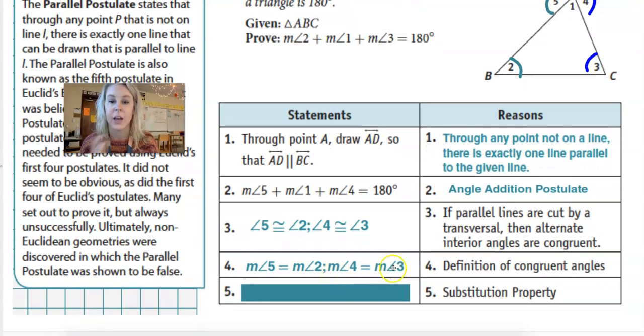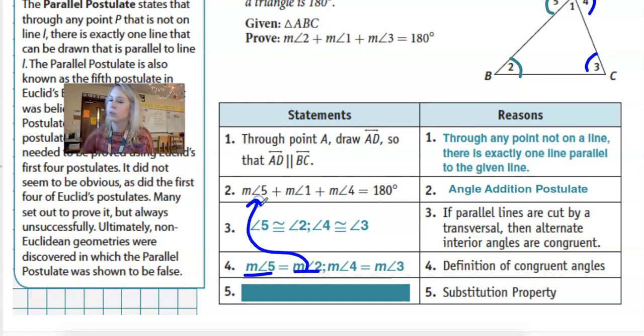Now I'm going to substitute. I have this equation up here, number 2, and I know angle 5 is the same as angle 2, so I'm going to put angle 2 right there in place of it. Then I know angle 4 is the same as angle 3, so I'm going to substitute it in place of angle 4.